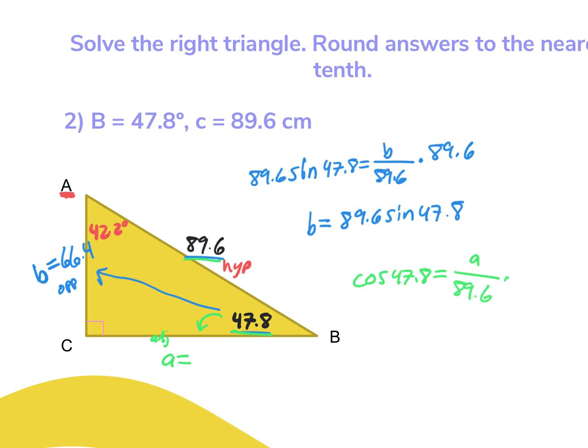Once again, I would multiply 89.6 on both sides to get A by itself. So then we get A is 89.6 times cosine of 47.8, which to the nearest tenth is going to get you 60.2. All right, now we have all of our sides and all of our angles, so we solved our triangle.